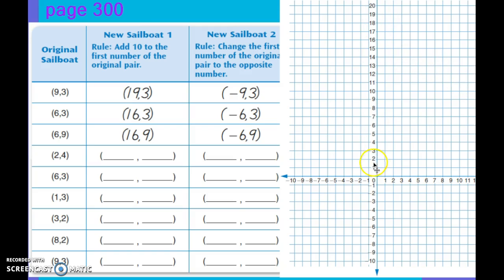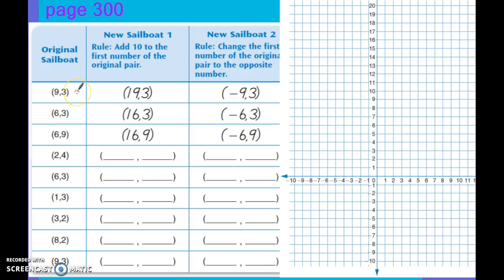You may also notice right away that there's a difference in our coordinate grid. This time we have some negative numbers. We have some grid space down below here that goes into the negative on our y-axis, and we have negatives over here on the x. So we're going to start by graphing the original sailboat using these coordinate points on these ordered pairs. So let's start with that.